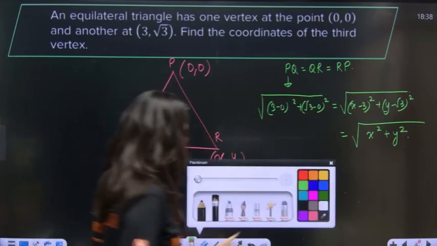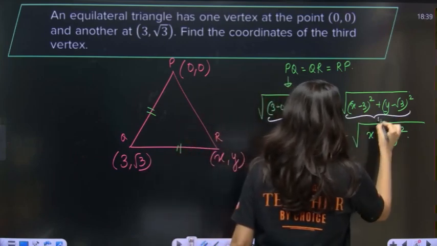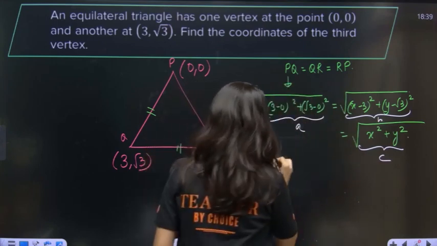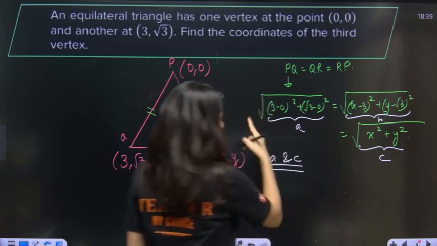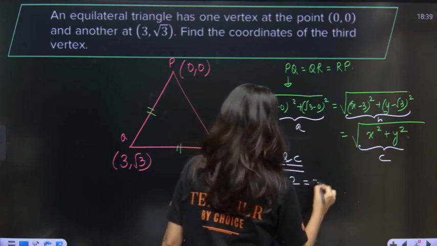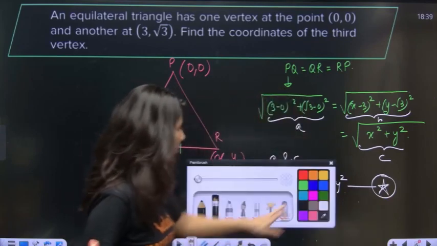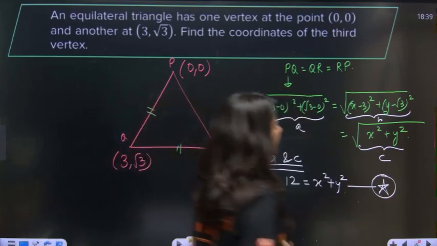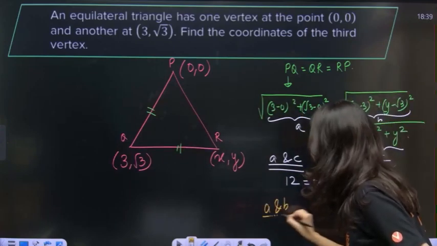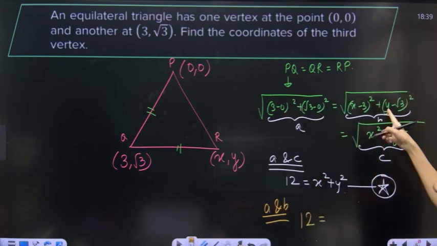Okay. So now what we are going to do is, let me just mark it as A, B and C. Now I am going to take A and C together. A and C together. So if A and C are together, square root gone. This is 9 plus 3, 12 is equal to x square plus y square. That is your star equation, everybody. Now I am going to take A and B together. So A and B if you take together, so this is what? 12 again.